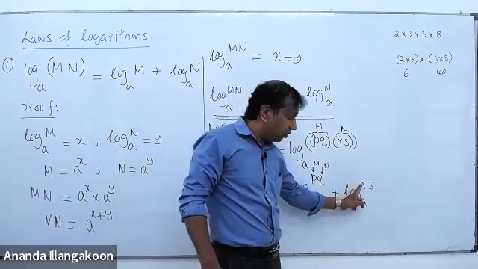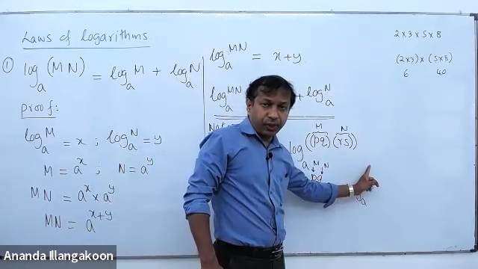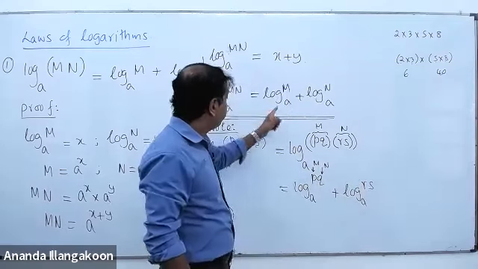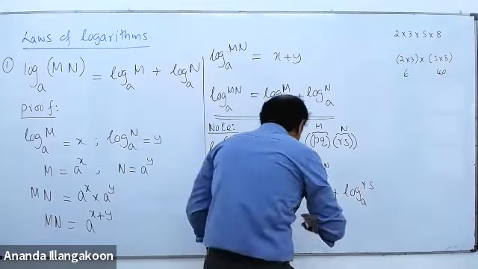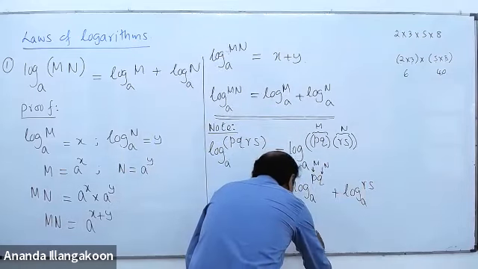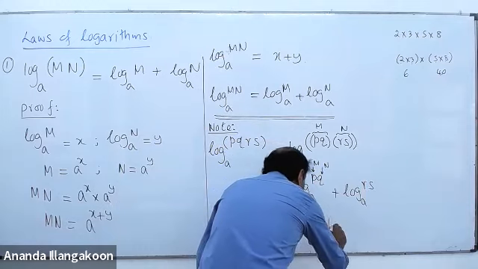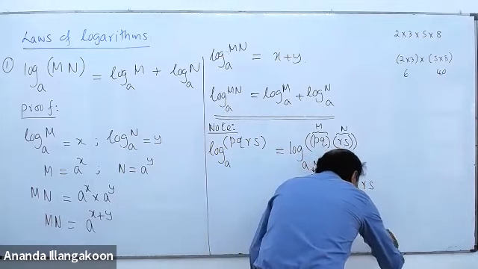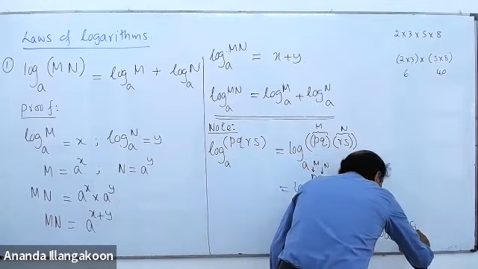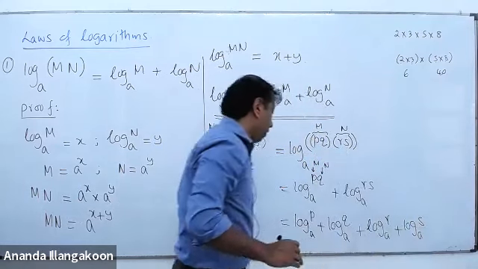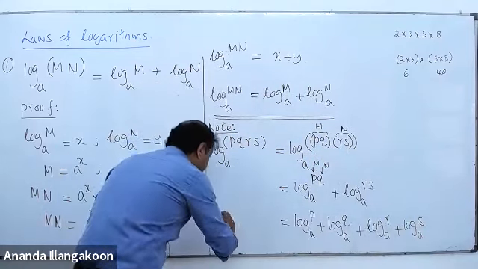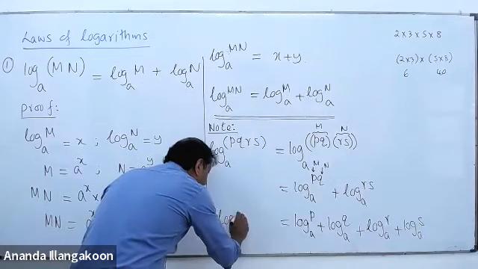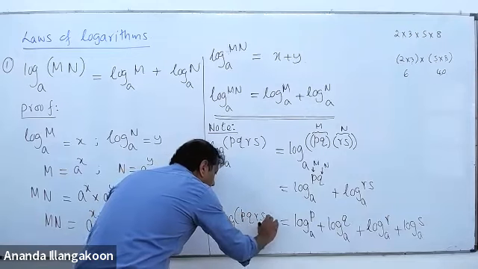Similarly, I take here also this R as M and this S as N. There also we have a product. Then for that also we can apply this. Then we can write it like this. See here: log A P plus log A Q plus log A R plus log A S. This way we can write. Then what do we have on the left hand side? The left hand side we have is log to the base A of the PQRS product.